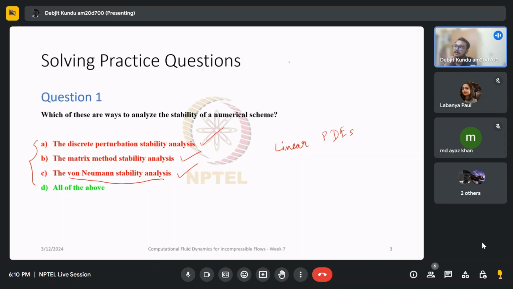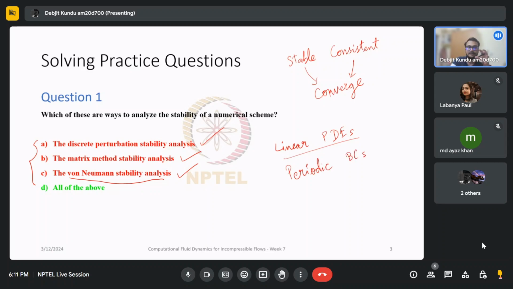Because we have learned earlier that any numerical scheme has to be stable and consistent so that it reaches convergence. A converged solution is what we finally want. So these things have to be kept in mind. Now, von Neumann stability analysis is a powerful tool which can give us results of stability for linear PDEs. But another disadvantage is that it's only for periodic boundary conditions. So if there are any other boundary conditions, then there might be some issues. Locally a system can be linearized, and only in that region this analysis can be employed. But then again, that would be applicable only for those local regions. For the entire domain, things might change.